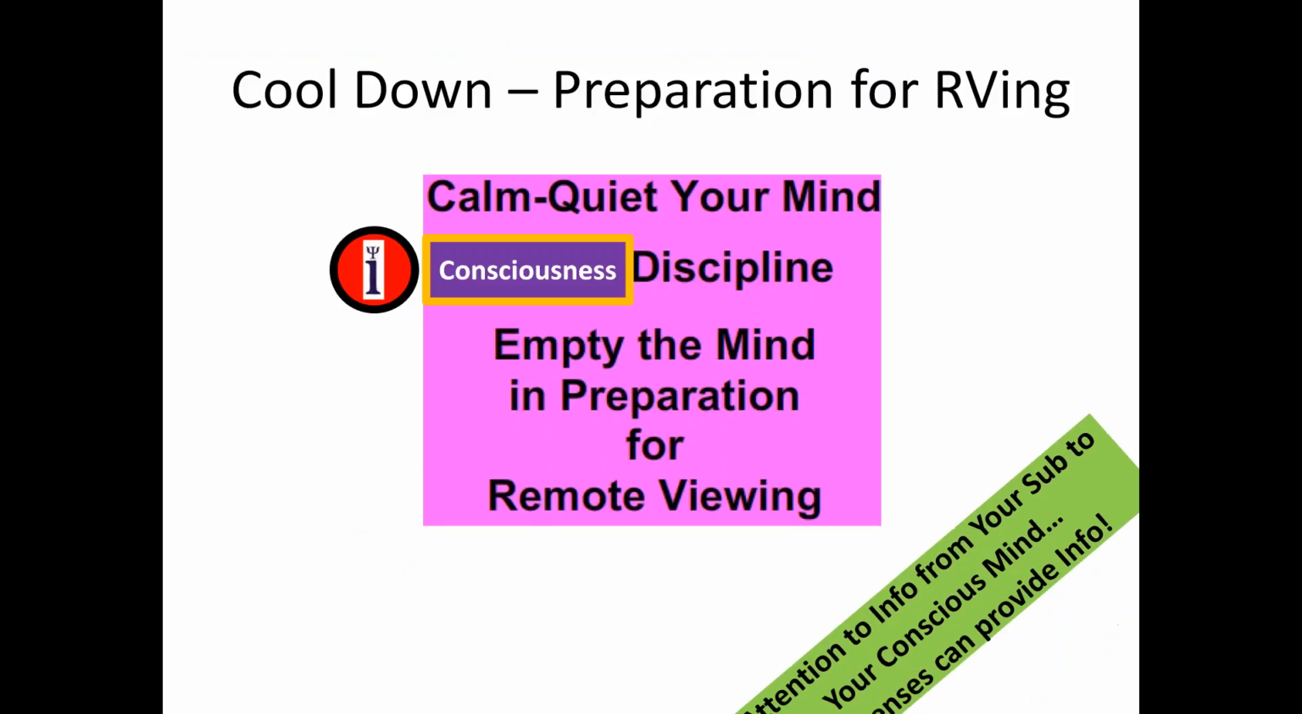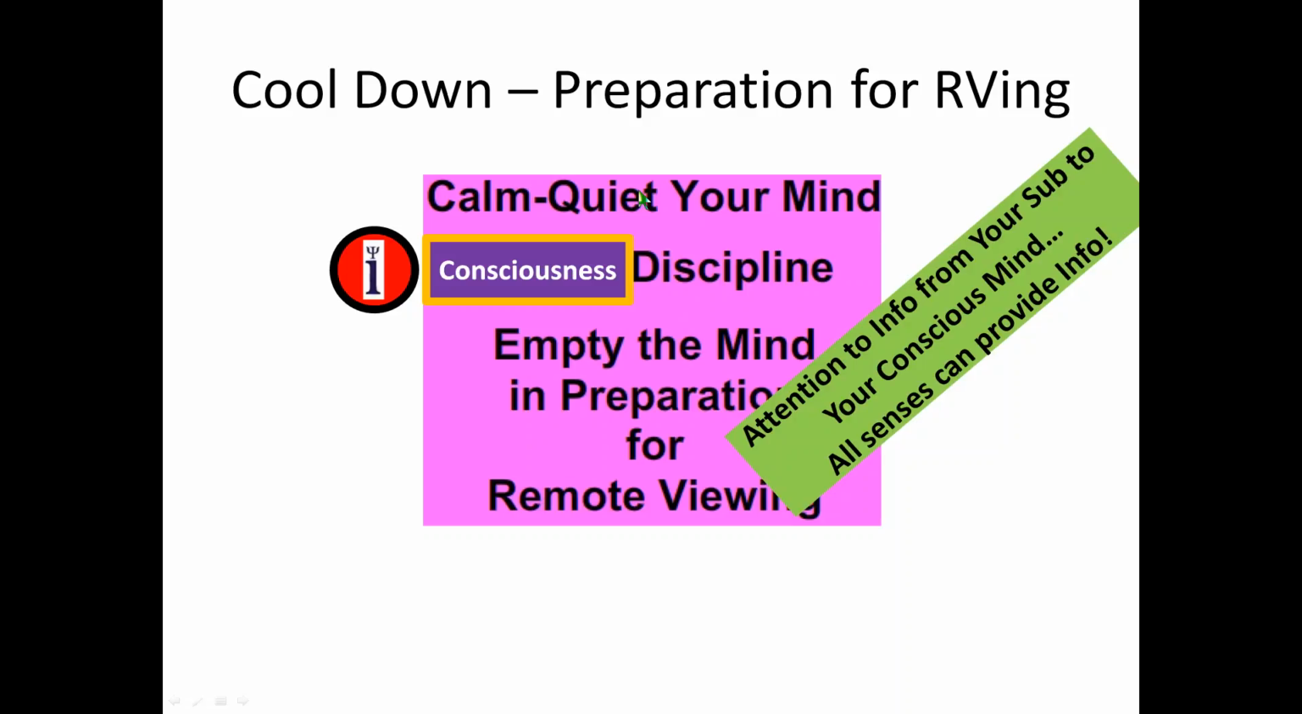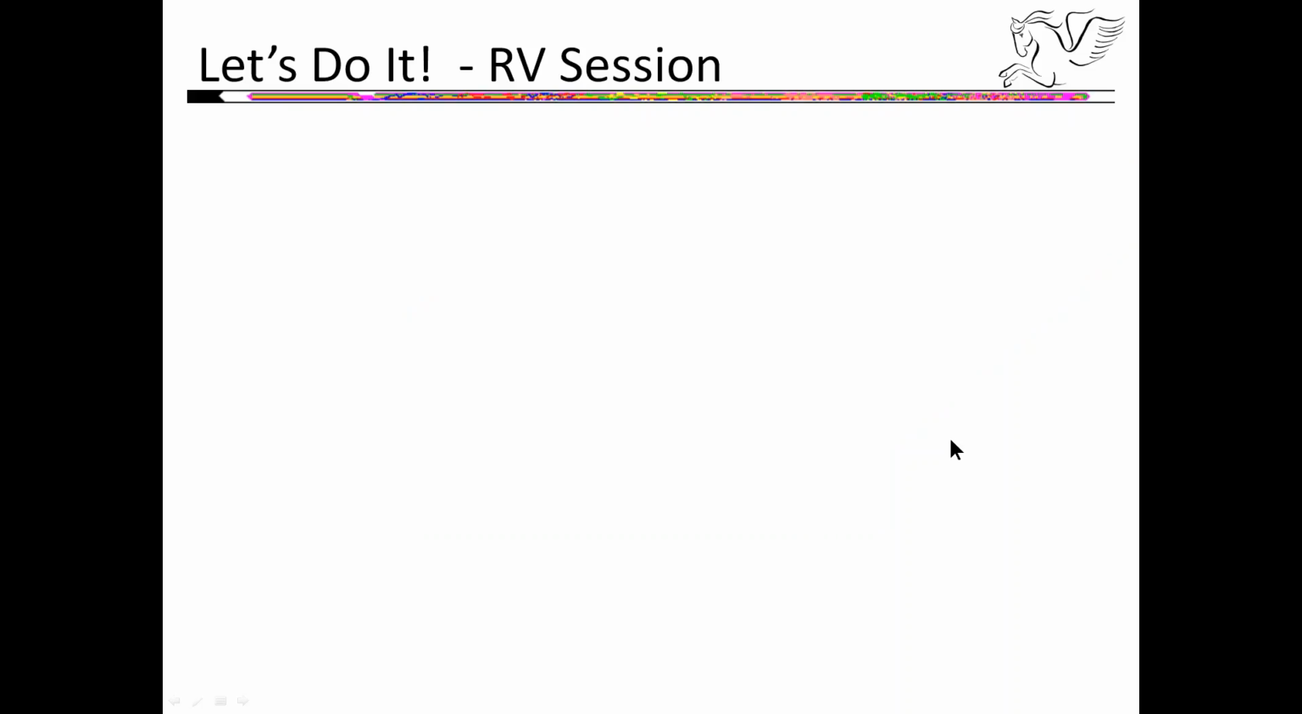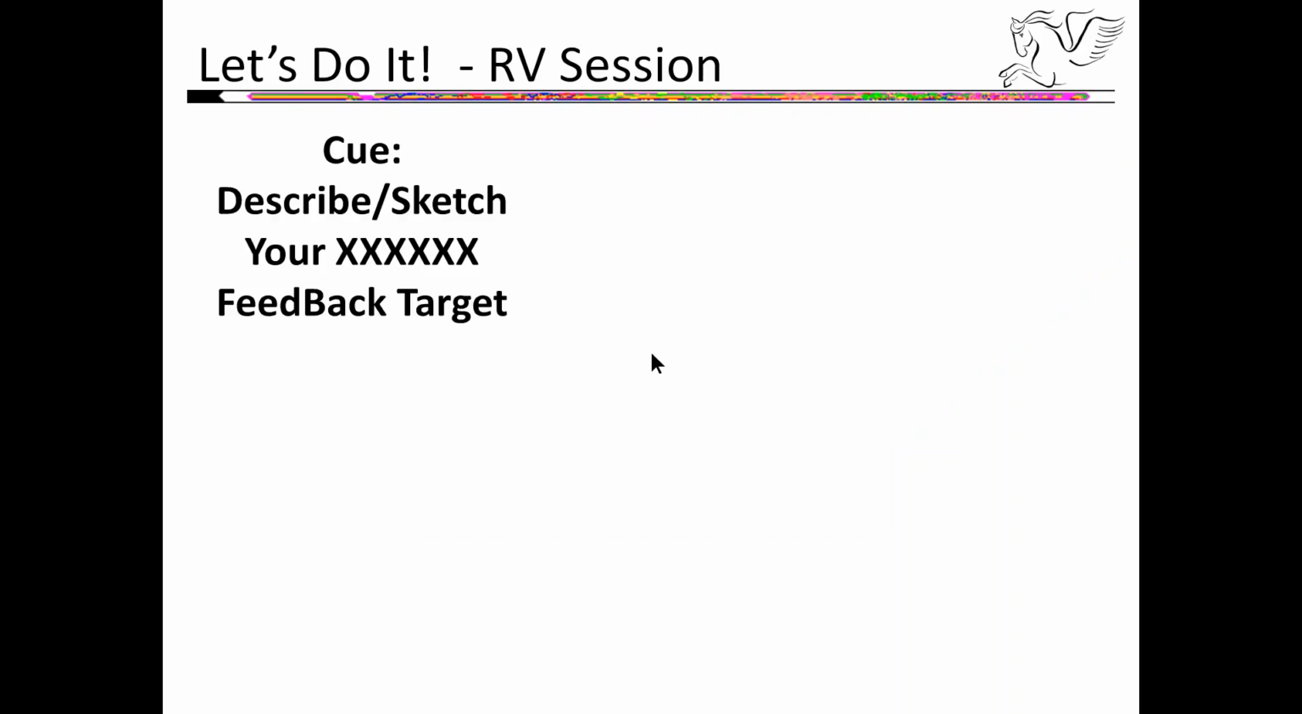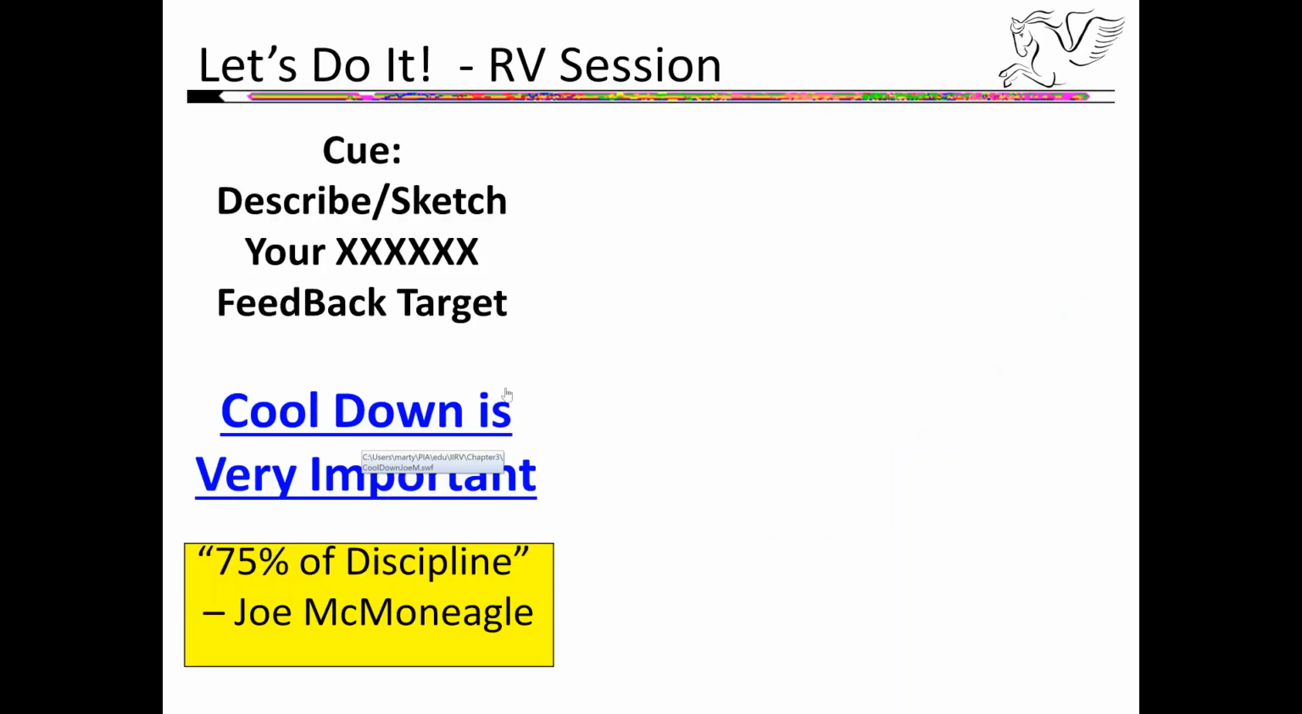Cool down is what we're now doing. Take a few deep breaths, and it's the time when you empty your mind of your day-to-day stuff, and you want your psychic self to be the one to take over and provide the information to your conscious mind, acting strictly as a witness and being there enough so it can put stuff down on a sheet of paper. You're paying attention to your sub the whole time through your conscious mind, and all your senses can provide information. So your cue: describe and sketch your 305-125 feedback target.